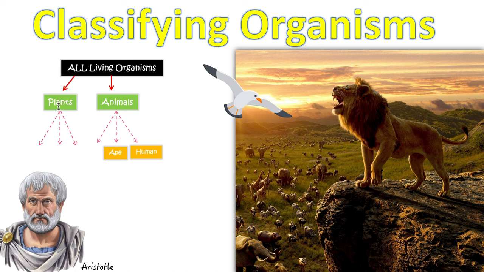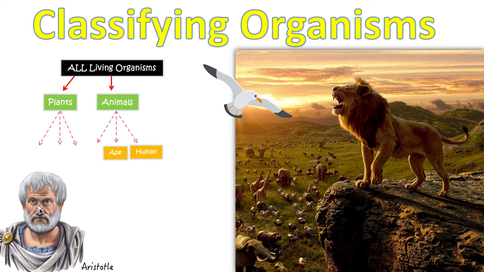And then he looked at the plants and he was like, that plant looks different from that one, and he put them into subcategories. Same with the animals. He took the animals and said, okay, that ape looks different from us, so I'm going to put it into a different category. So this is what he did. It's very basic and it makes sense. It's what we would do. It's what I would do as well, to be honest, with the knowledge that he had back then, because remember, he existed a long time ago.